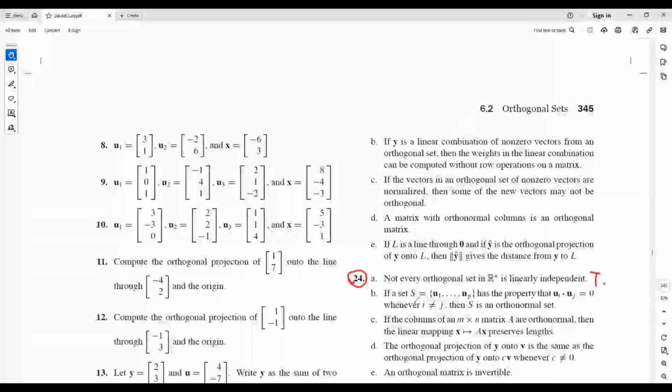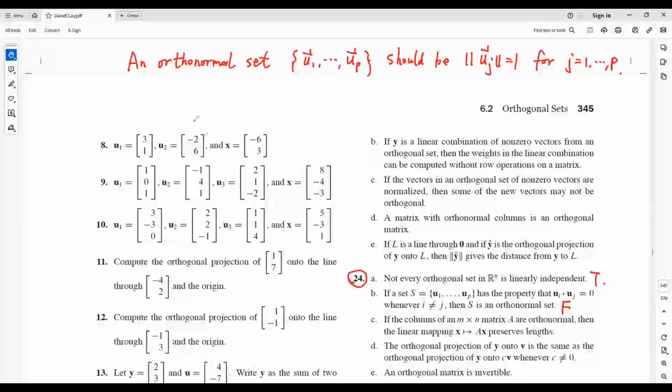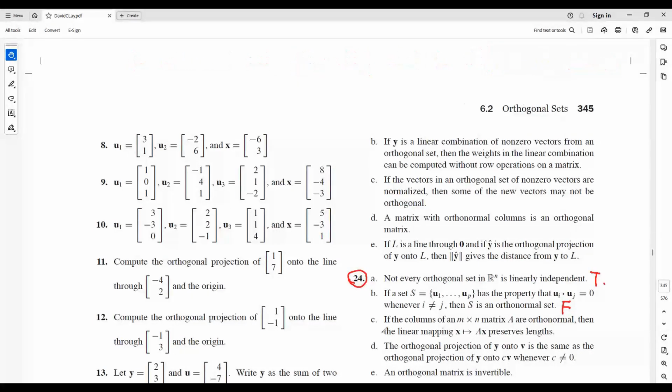B. If a set S equals u1 to up has the property that u_i dot u_j equals 0 whenever i is not equal to j, then S is an orthonormal set. False. An orthonormal set u1 to up not only has this property, but also the length should equal 1 for all vectors in this set.